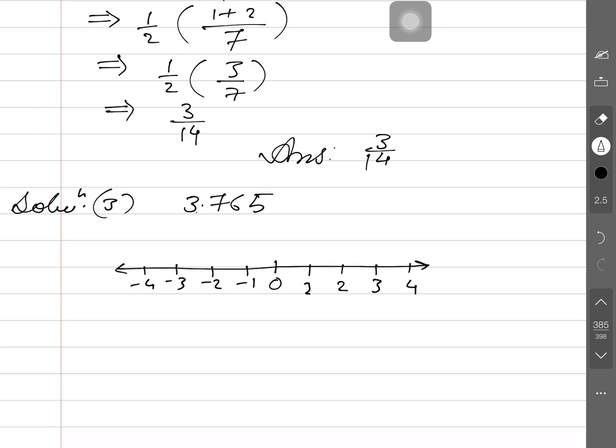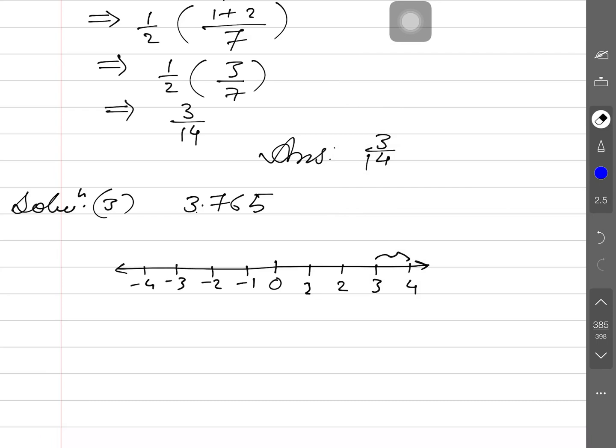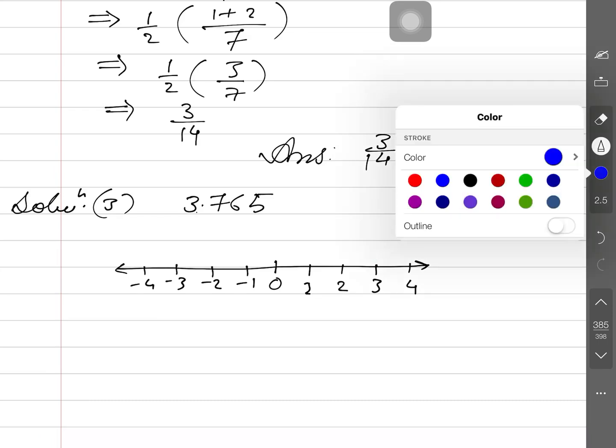Obviously 3.765, the 0.7 is greater than 3 but less than 4. So obviously this number belongs to the position between 3 and 4. Is that clear? The number will lie here. So how can we do this, please?